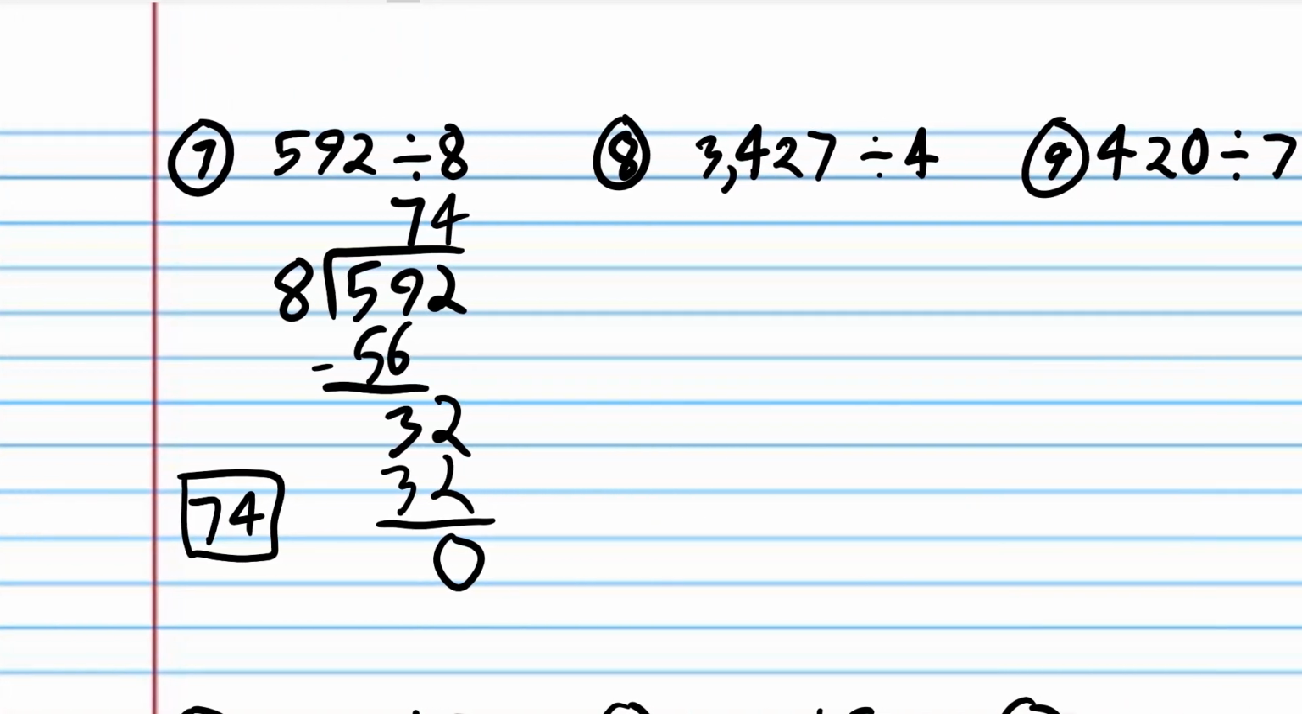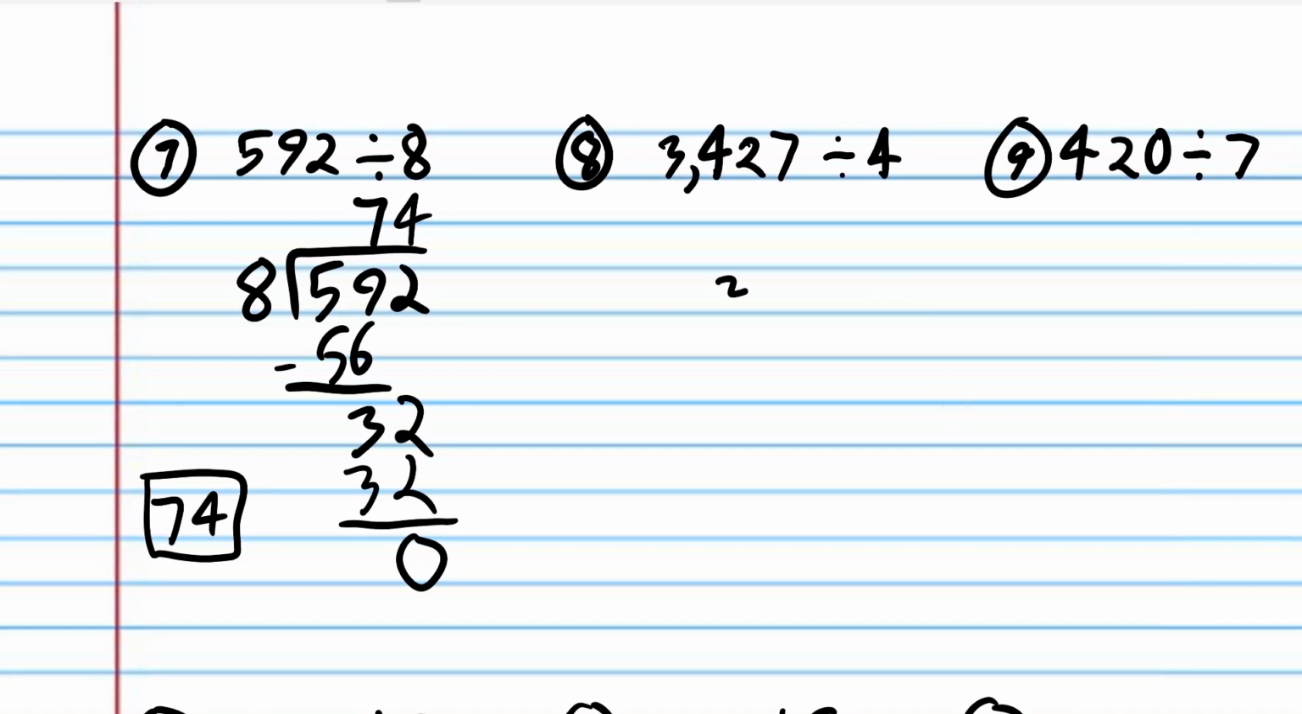All right, let's go on to the next problem. Let's do this one together, and the next one you can do on your own. 3,427 divided by 4. How many times does 4 go into 3? Well, it doesn't go in. But it does go into 34.